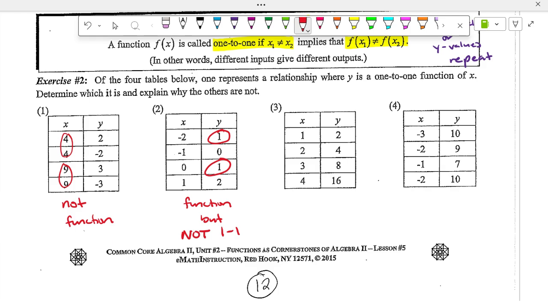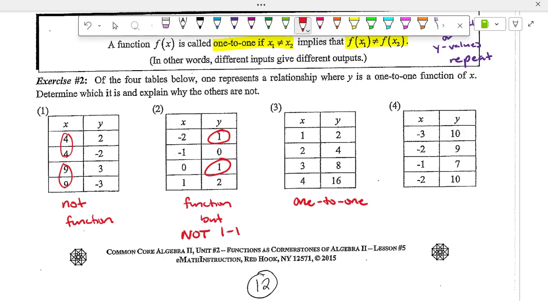All right, look at 3. Take a minute, think about it. All right, thumbs up, thumbs down if you think it's 1-to-1. Ready, go. Good, it is 1-to-1. Why? Nothing repeats. All right, so this one is 1-to-1.